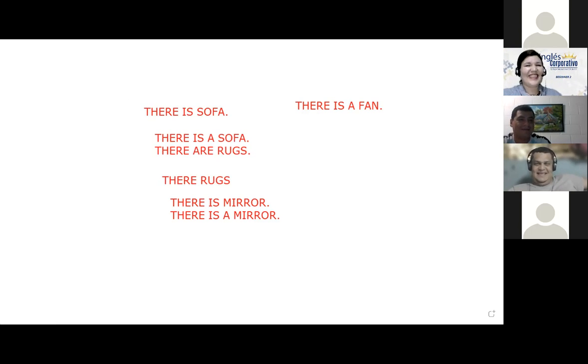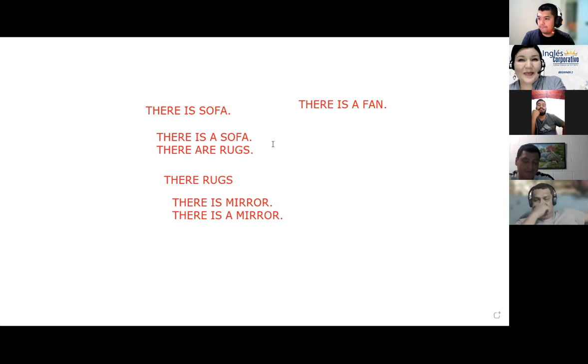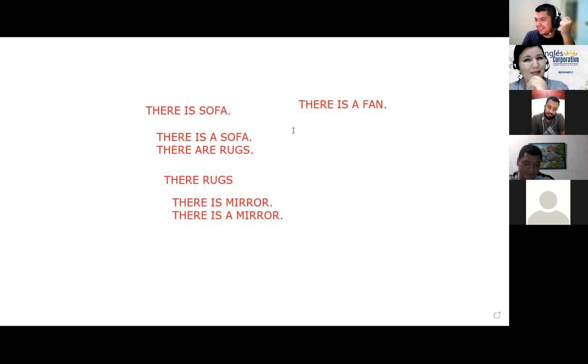Let's see. Who's next? ¿Quién sigue? Me, teacher. Go ahead. In my living room, there are two television. Good. There is a sofa. Uh-huh. There is a stereo. A stereo? Good. There are two pictures. And there aren't calendars. Calendario. Yes, there aren't calendars.